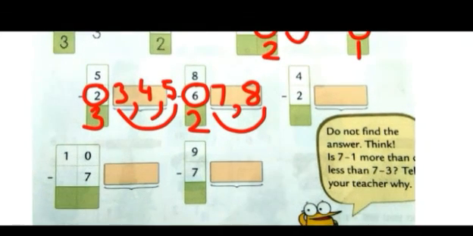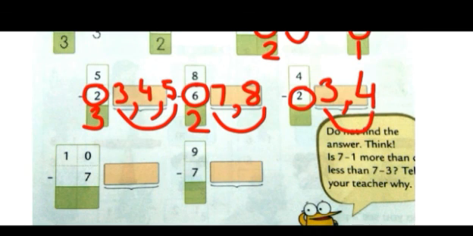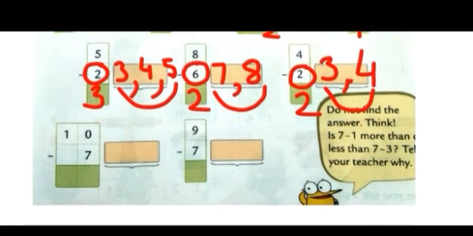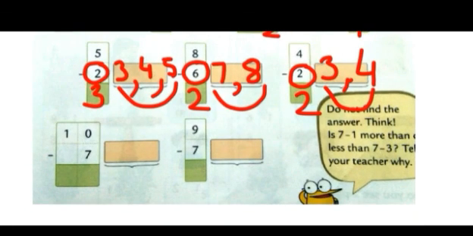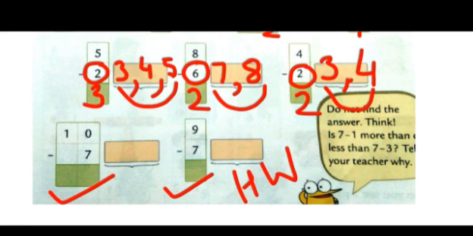See the next one. 4 minus 2. Which is the smaller number? 2 is the smaller number. Starting from 2, we have to count forward to 4. Let's do that. 3, 4. We reached 4. So, to reach 4, how many numbers did we count? 2 numbers. So, the answer is 2. This is the way how we subtract a number by counting forward. Now, try to do these 2 remaining sums as homework.